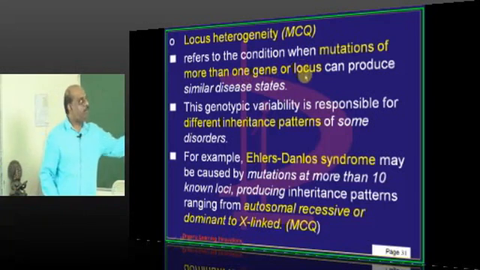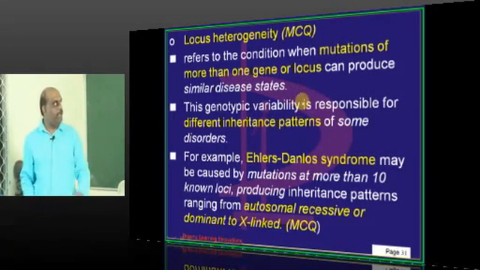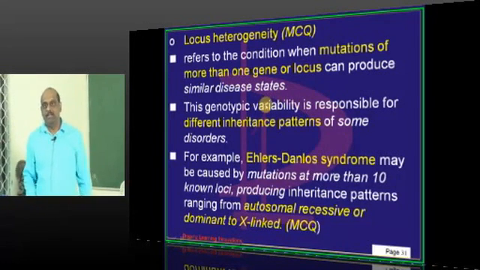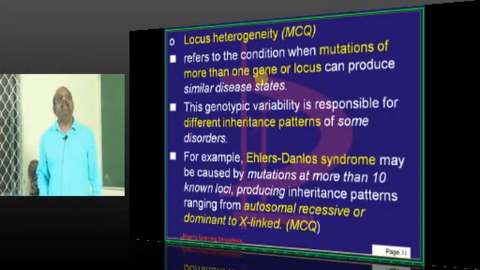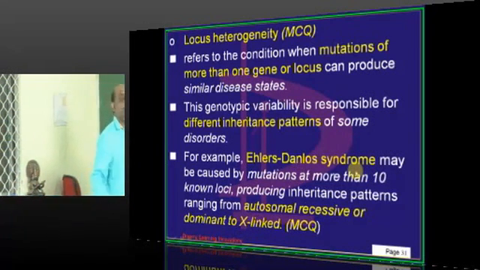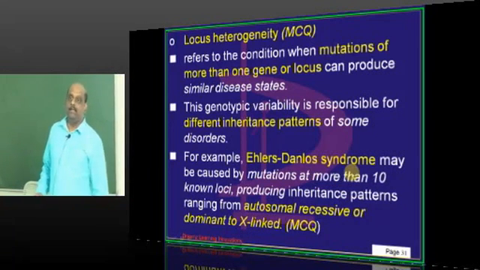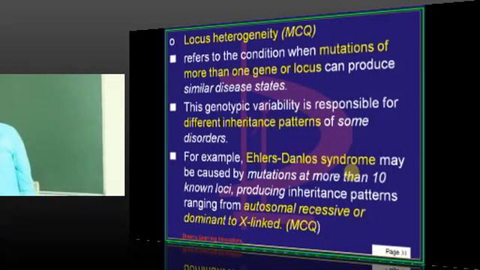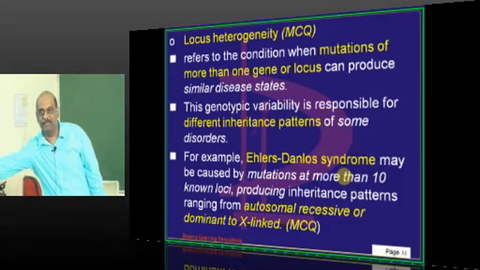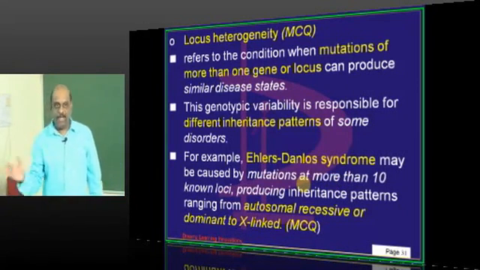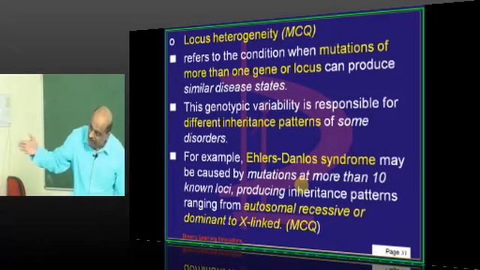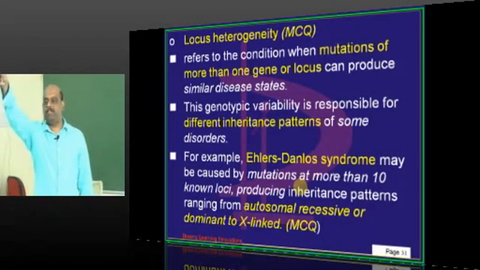Typically, when mutations of more than one gene or locus can produce a similar disease state, you call it locus heterogeneity. For example, Ehlers-Danlos syndrome can be due to mutation of nearly 10 different loci. Any mutation can lead to the same Ehlers-Danlos ultimately, right? When the loci change, automatically the genetic allele position also will change. So, different loci are affected, ultimately Ehlers-Danlos is appearing.